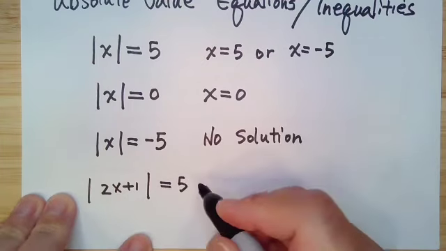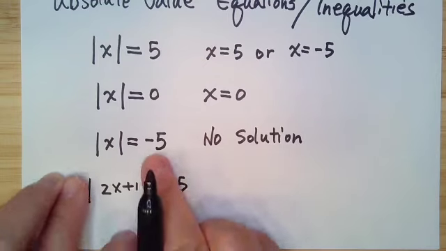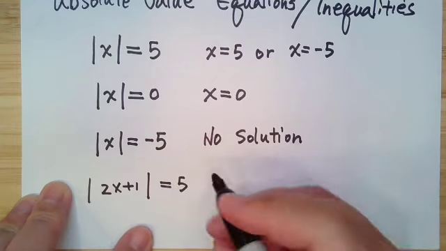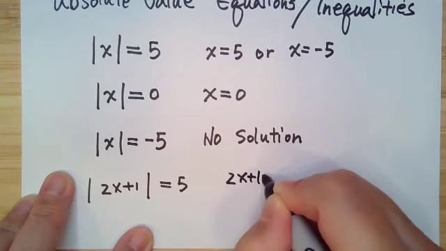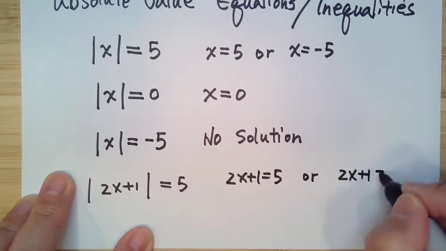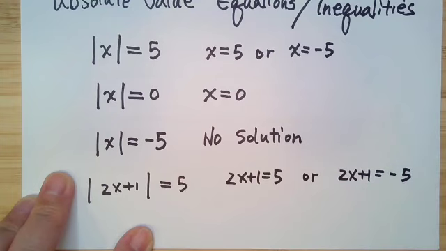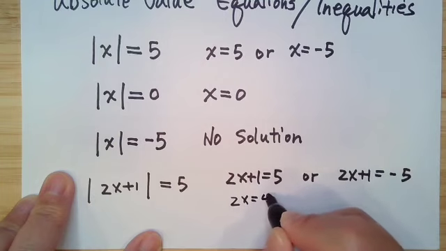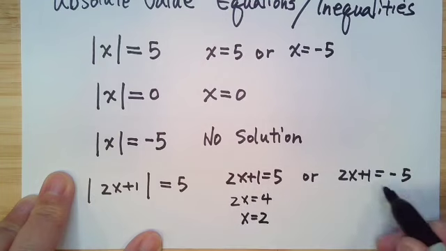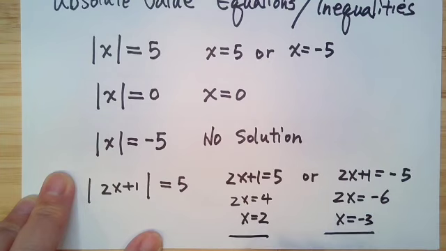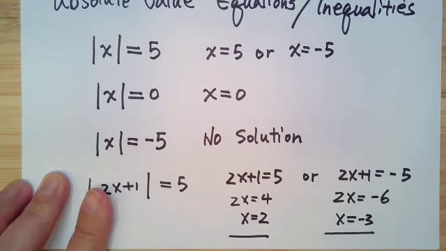All right, now I ask you to do this first. Something absolute value equals 5, then that something should be either 5 or negative 5. So you have 2x plus 1 is 5, or 2x plus 1 equals negative 5. Then you know how to solve it, right? You minus 1, so you have 2x equals 4, and you get x equals 2. And here you minus 1 on both sides, you get 2x equals minus 6. You have x equals negative 3. So that's your two solutions for this absolute value equation.